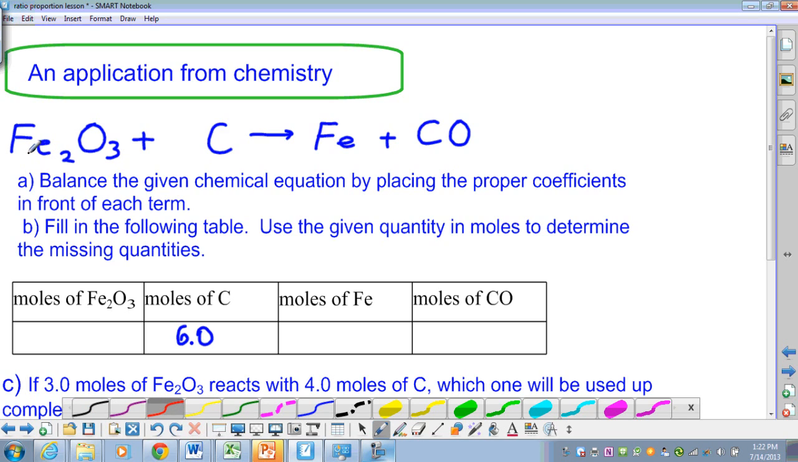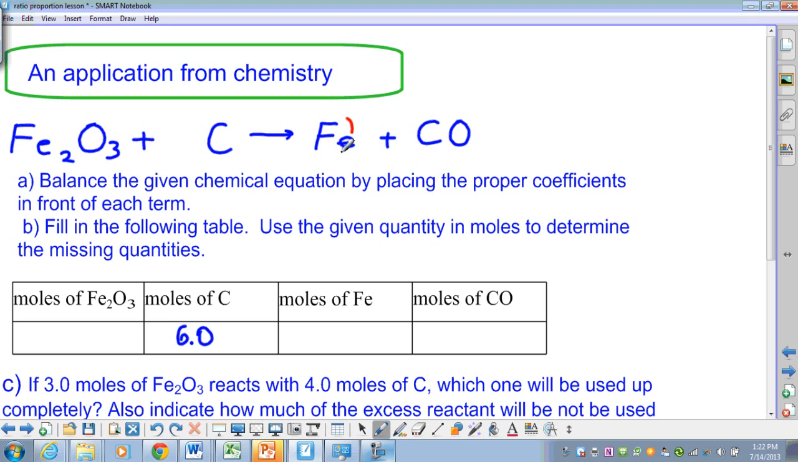So here we have iron oxide plus carbon that yields iron plus carbon monoxide. So starting with the most complicated one on the left side, we have Fe2. So here on the right hand side, I have only one Fe. Therefore, I'm going to put a coefficient of 2 in front of the Fe on the right hand side to balance them. So there were 2 iron atoms here, so now I have 2 iron atoms on the other side.